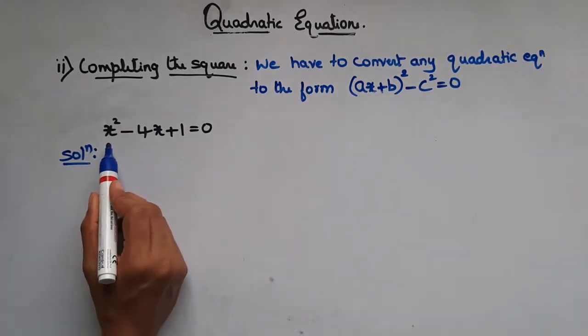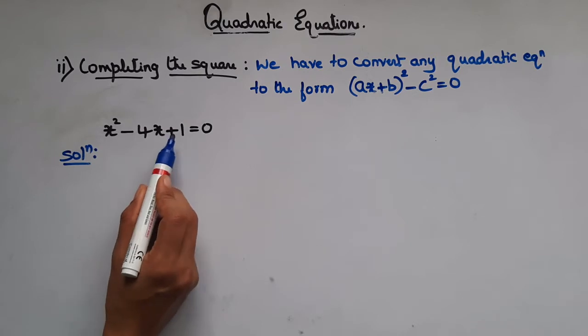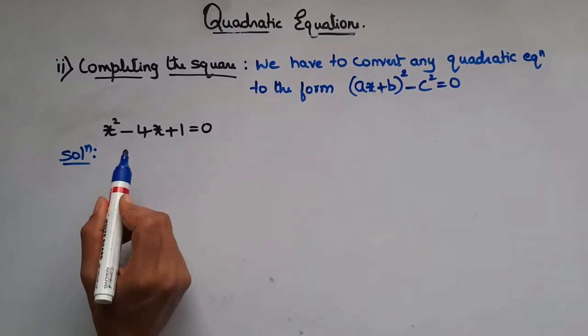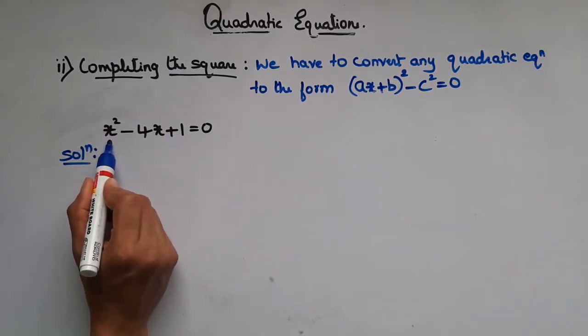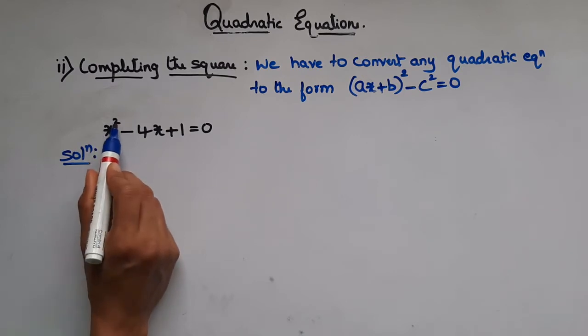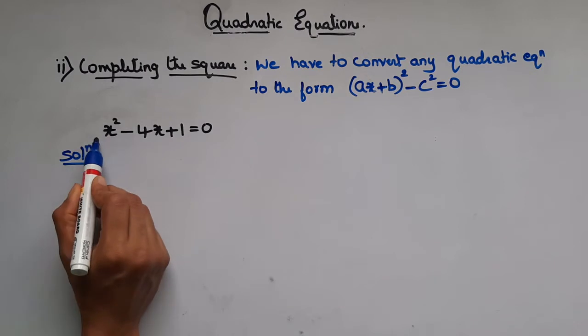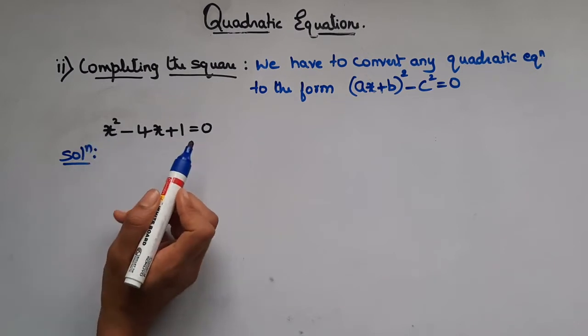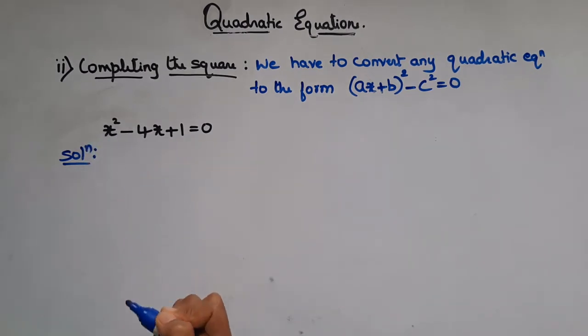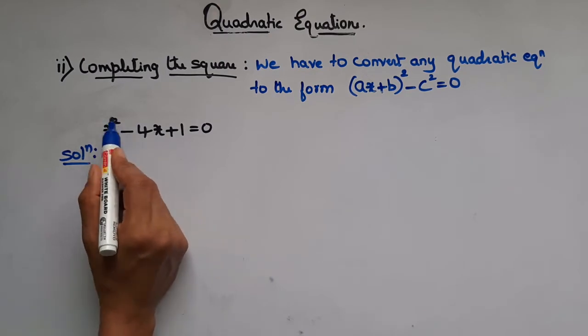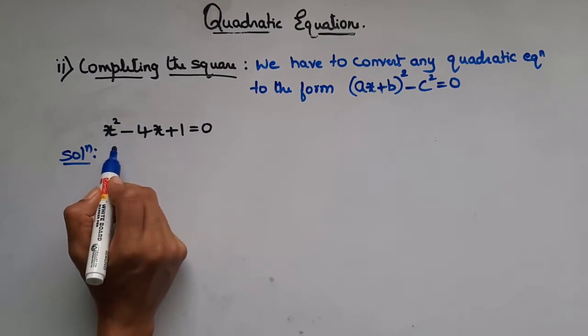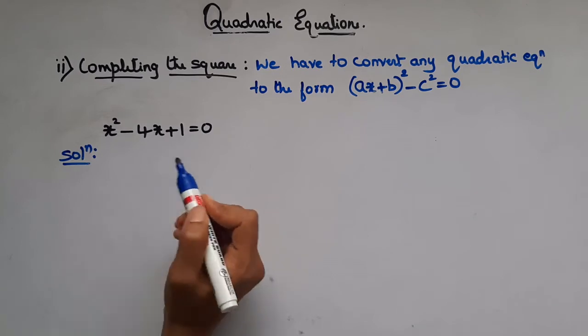So now we have a quadratic equation x square minus 4x plus 1 equal to 0. In this method, first check the coefficient of x square. If the coefficient of x square is a perfect square number, in this case the coefficient of x square is 1. So 1 is a perfect square number, right? So you will proceed as I do now. If in case the coefficient of x square is not a perfect square number, then how to proceed? That we will see in the next example.